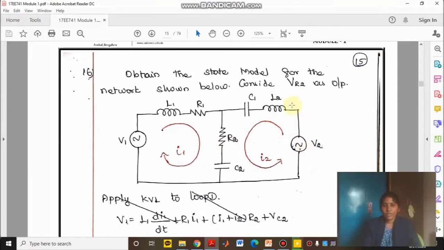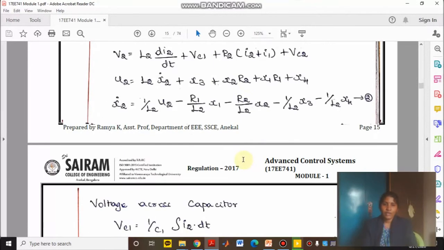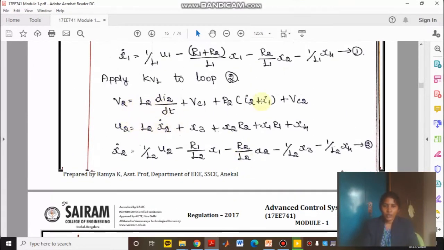Therefore V2 is equal to L2 di2 by dt plus Vc1 plus (I1 plus I2) into R2 plus Vc2. Likewise, you need to write the equation. Once the equation is written, you have to convert all the physical quantities into electrical quantities.